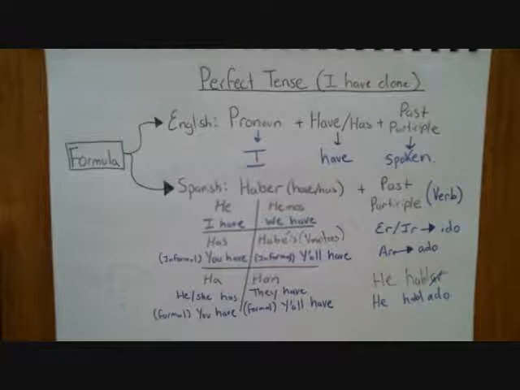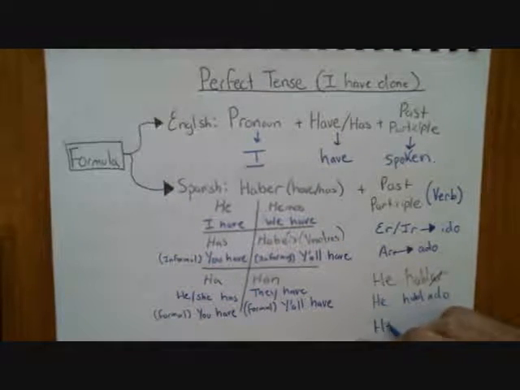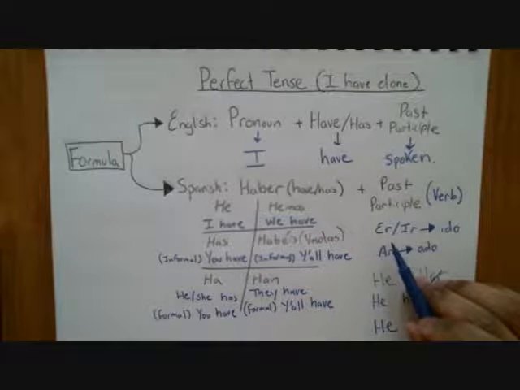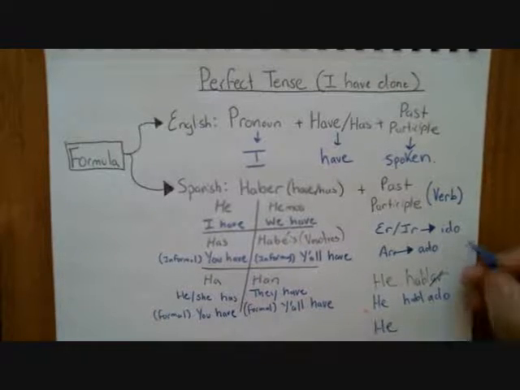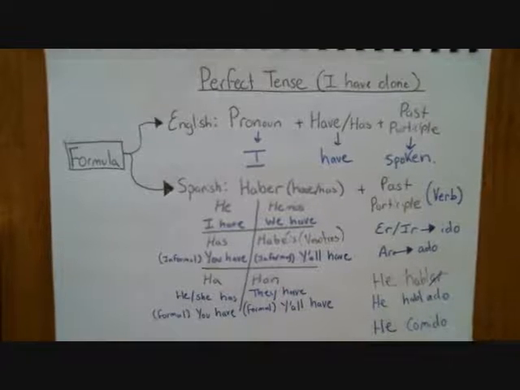What if I were to say I have eaten? You would take the I have, which is he, and then we take our verb, which is comer. Comer ends in an ER. We replace the ER with ido. He comido. I have eaten. And so that's pretty straightforward. That's how you form the perfect tense.